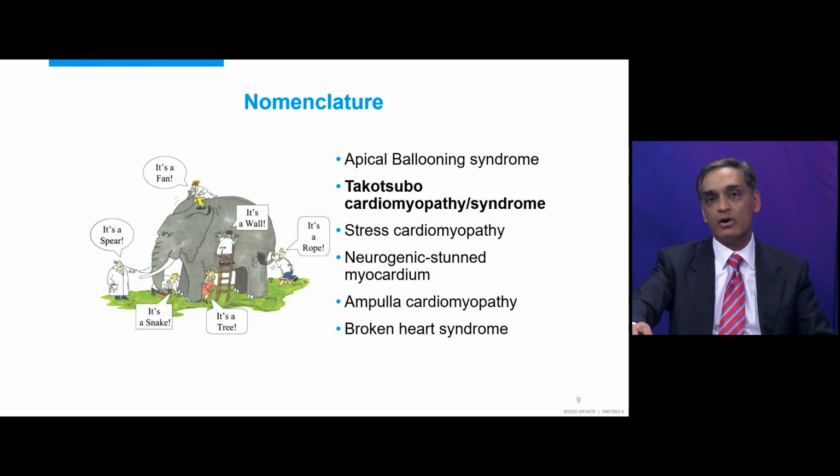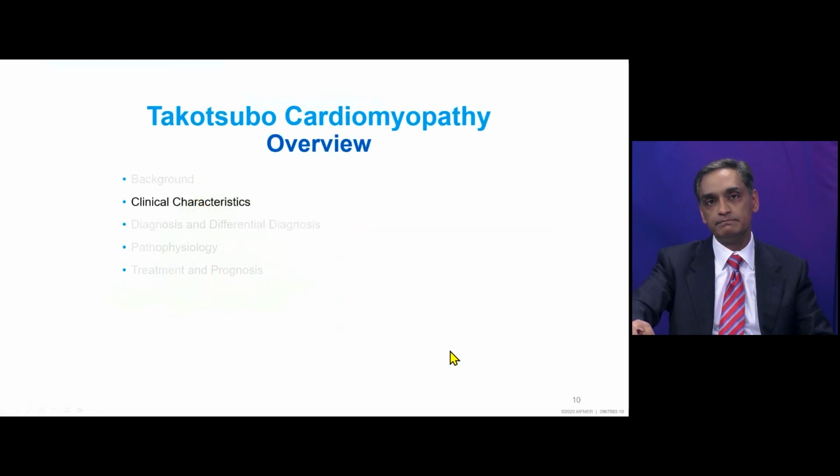So the nomenclature has evolved. As I mentioned, we used to call it apical ballooning syndrome. Many of us still do. The Japanese also came up with the Takotsubo, which is the octopus trapping pot that looks like the ballooned ventricle. There's some debate as to whether it should be called a cardiomyopathy or a syndrome. I don't think it matters too much. And these other names that have been given to this condition, they are all talking about the same condition.